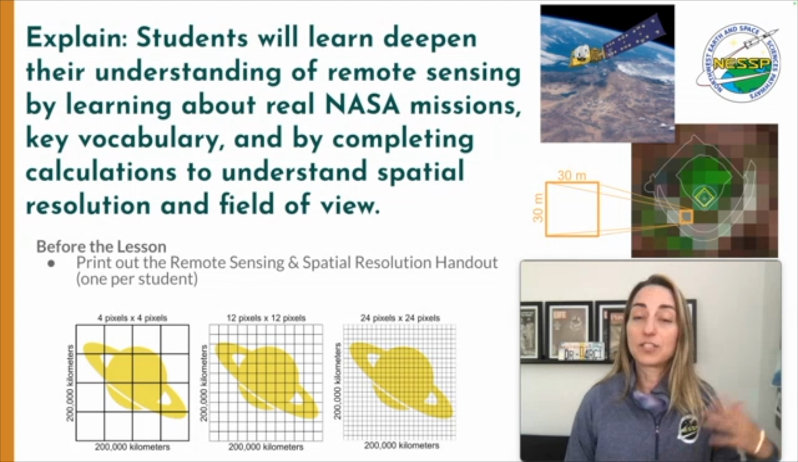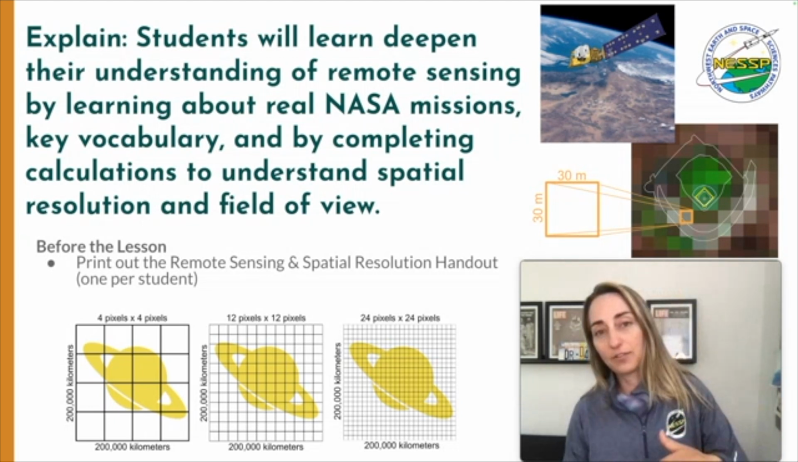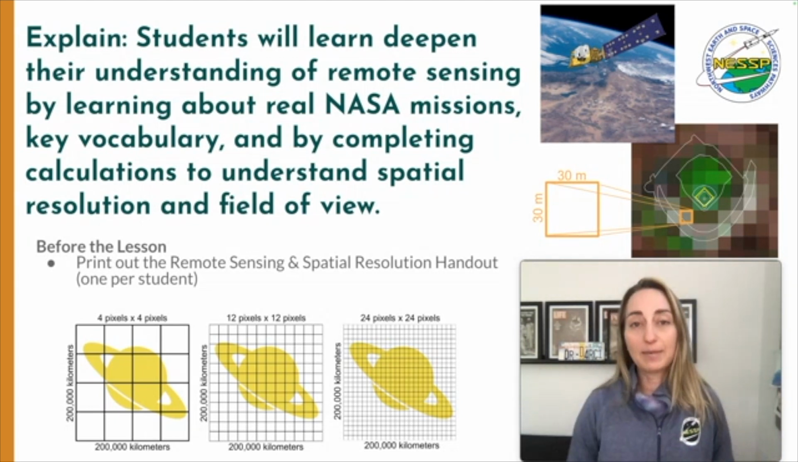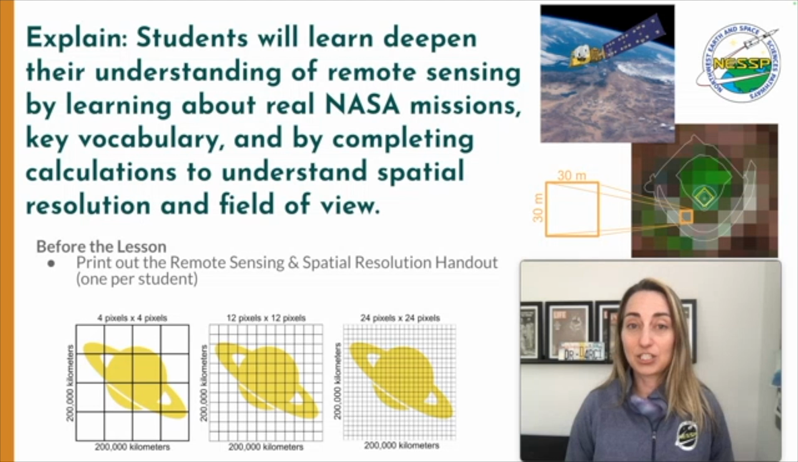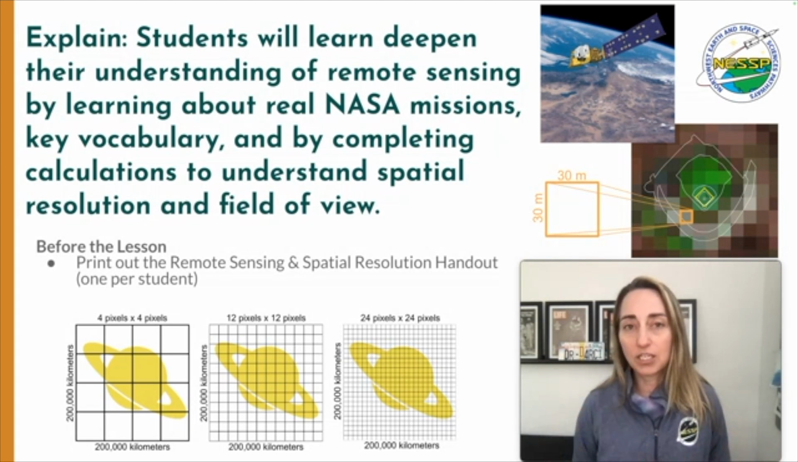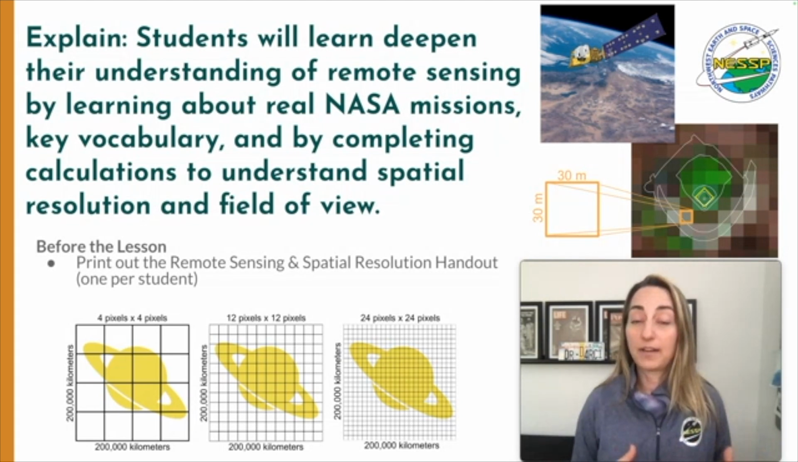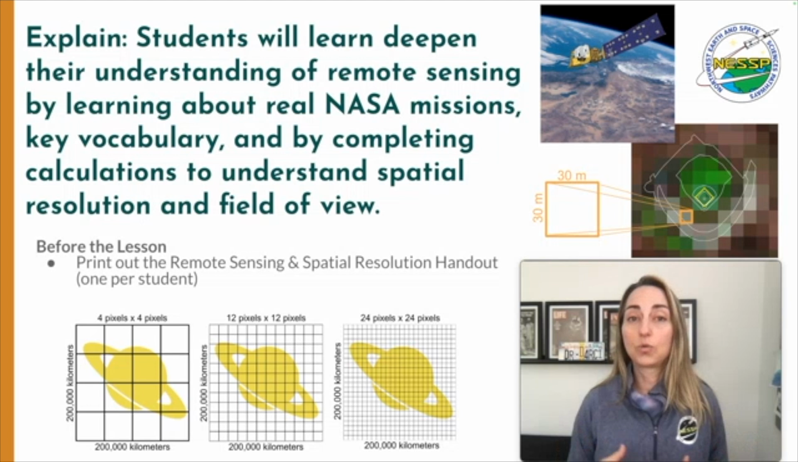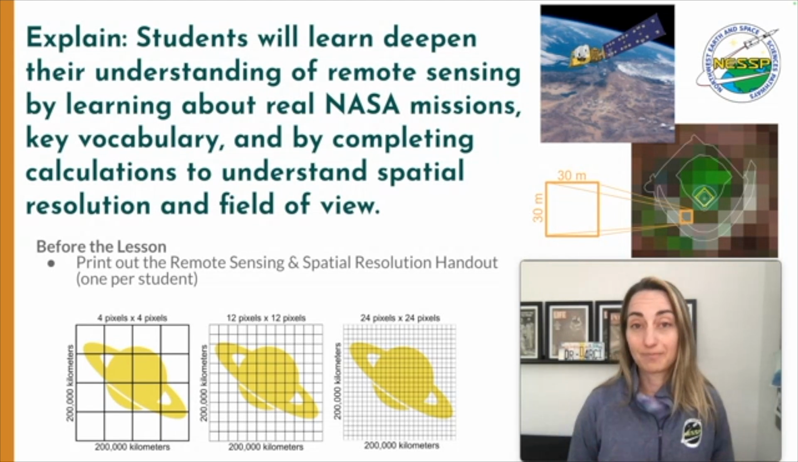Students will see how different spatial resolutions and fields of view are suited to different types of scientific investigations, and we'll provide some examples from both Earth observing and Venus observing NASA missions. There are math options built into this part of the lesson. For younger students, that means basic multiplication and division. For older or more advanced students, there are options to incorporate trigonometry.